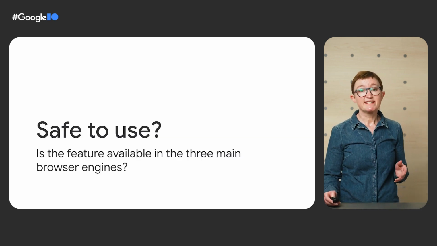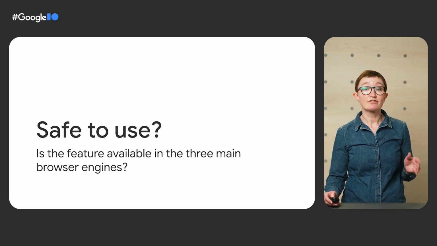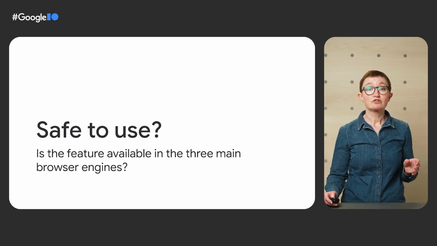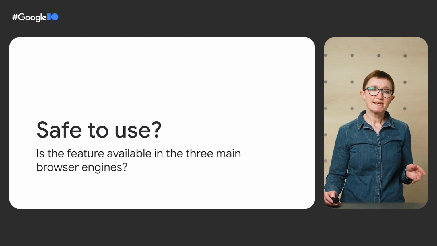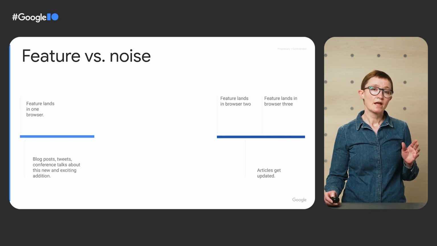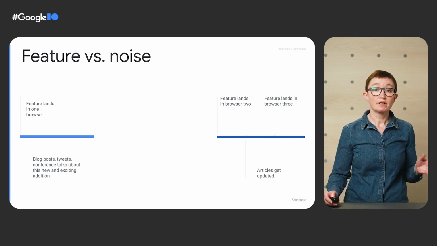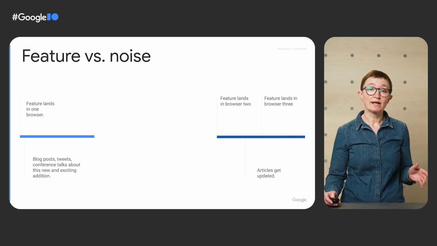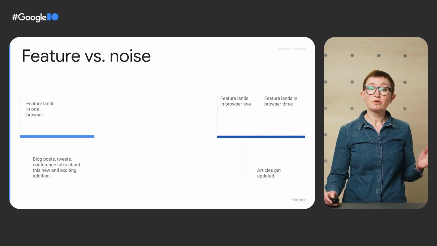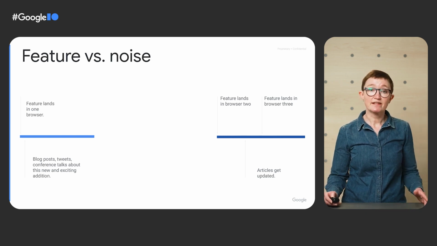For most developers, the time a new feature is considered safe to use is once it's landed in the three major browser engines: Chrome, Firefox and Safari. Yet what we tend to see is a timeline like this. We get a lot of noise about a thing at a point where it isn't usable, and sometimes very little announcement when it actually lands everywhere. By that point it's old news, and the developer influencers have moved on to the next shiny thing.